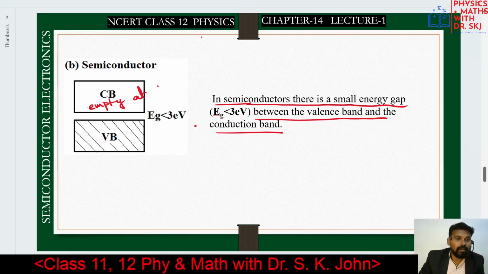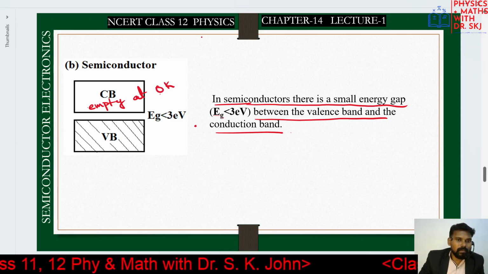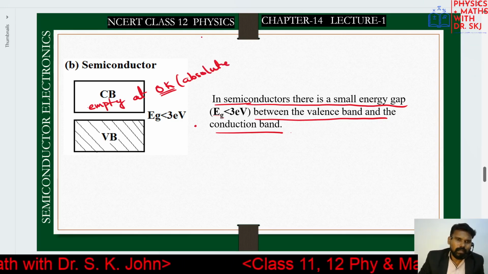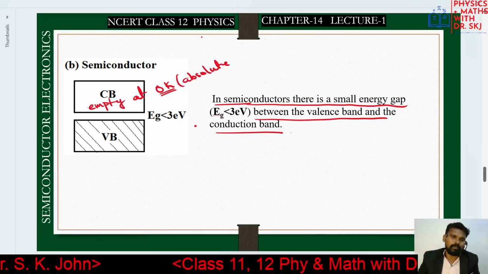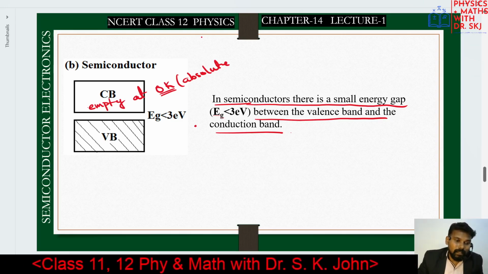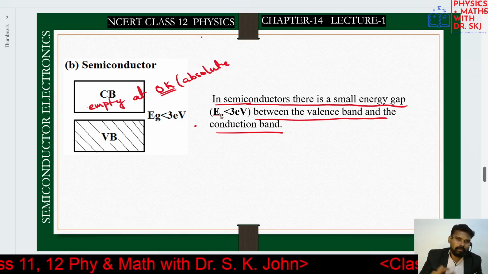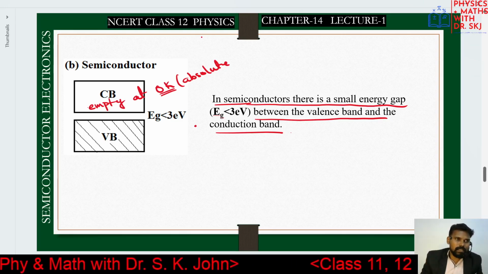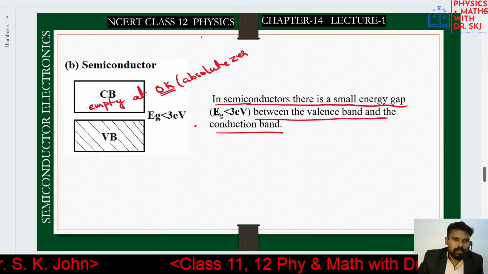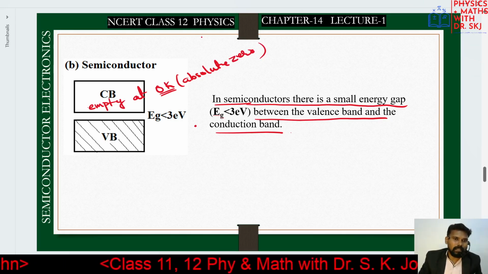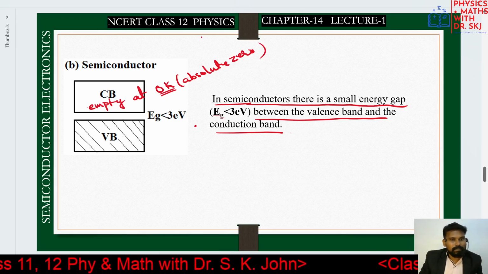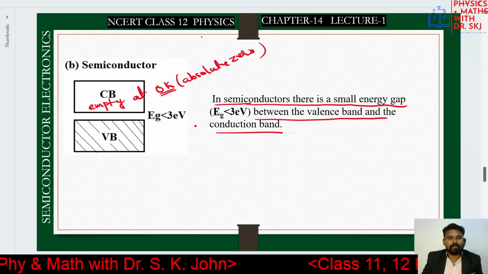I am adding one more phrase: at 0 Kelvin, which means absolute zero. What is meant by absolute zero? It is the lowest temperature that can be reached by a substance. It doesn't mean that the substance has actually reached that temperature; it is the lowest temperature that can occur. At absolute zero, the conduction band of a semiconductor is empty. When temperature increases to room temperature, some electrons will be there in the conduction band. That I will explain in the next video.